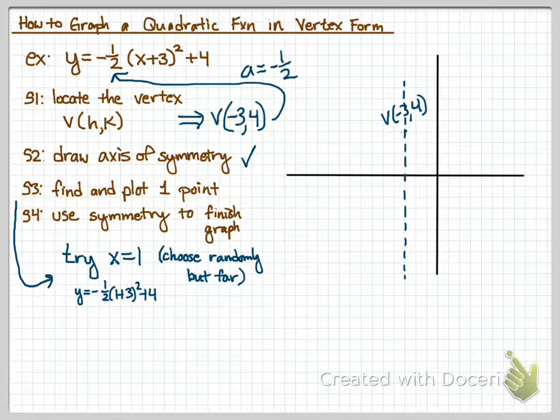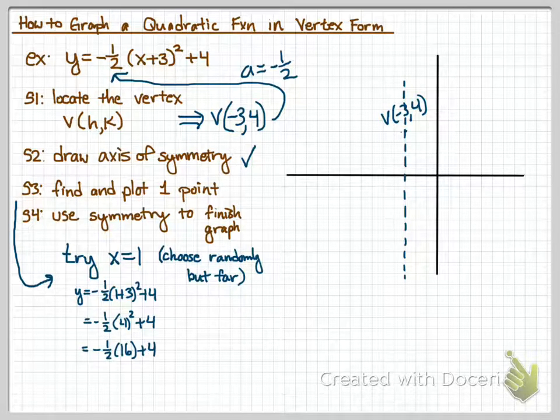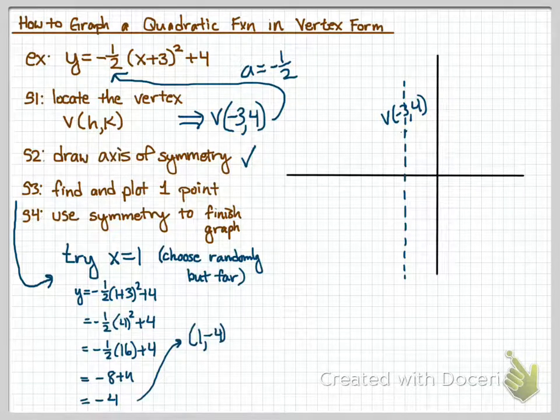And then plug it into the equation. And then just go through your steps. 1 plus 3 is 4. 4 squared is 16. Remember, you've got to do the exponents first according to your order of operations, and then we multiply before we add. So -1/2 times 16 will be -8. And then we add 4, which gets us to -4. So when we plug in our input of x equals 1, our output will be -4. That point is (1, -4).